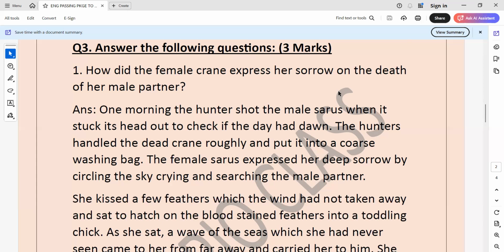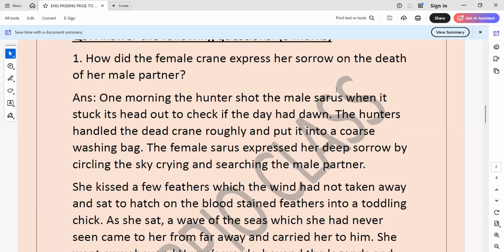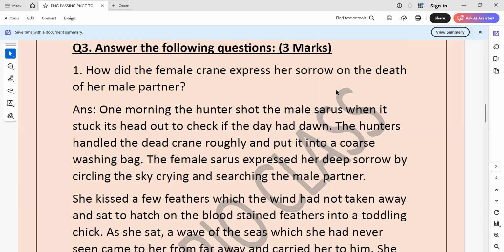So let's move on to 3 marks questions now. First one, how did the female crane express her sorrow on the death of her male partner?